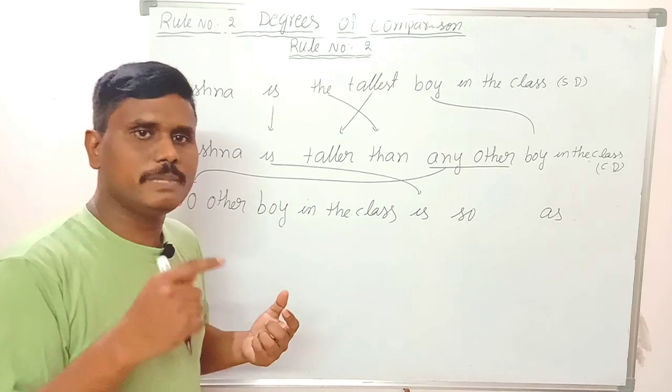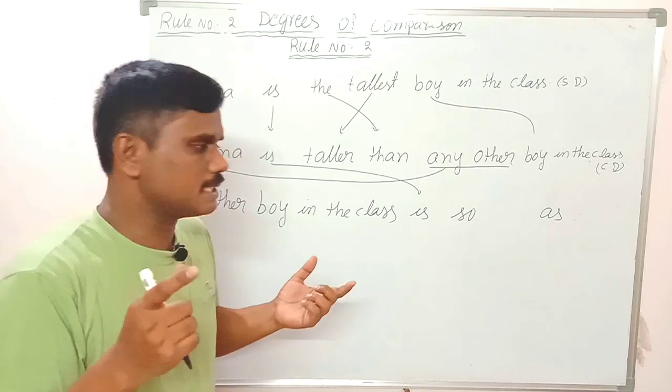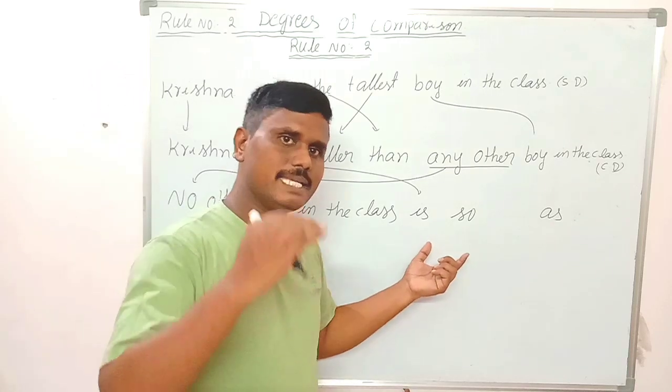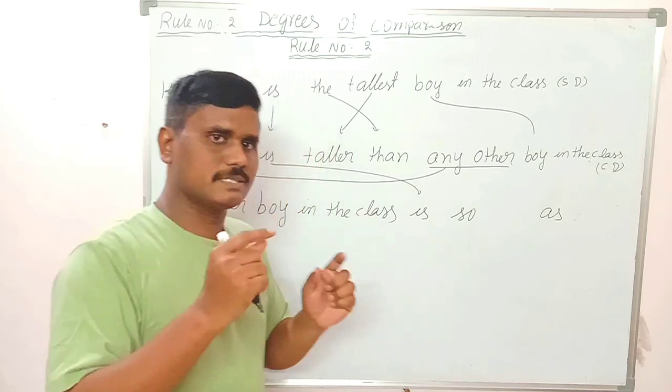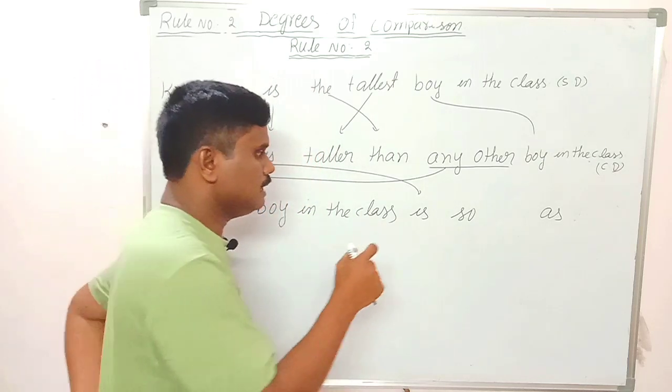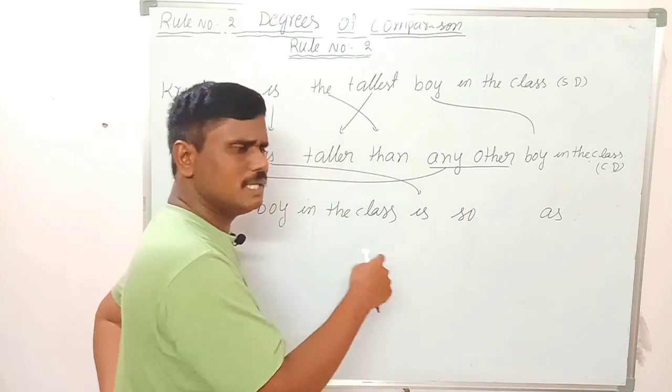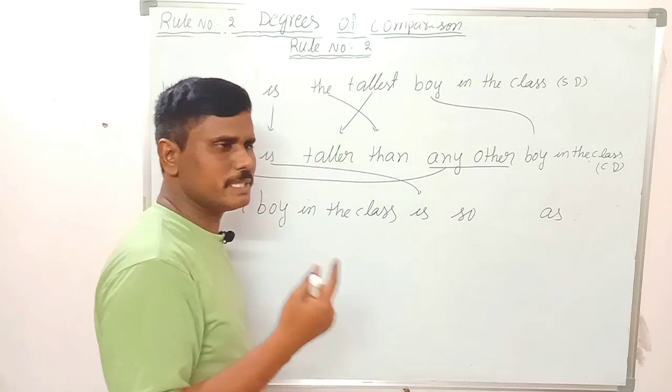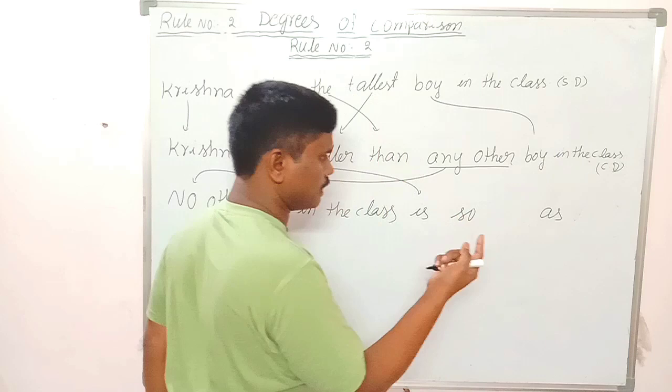But in 10th class and intermediate, it is not at all a matter. Mostly you will be awarded the mark, so it is not at all a problem. But in higher level competitive examinations, it is very, very important. That's why in the negative we use so as. Otherwise, if you think you will be confused, you can use as also, no problem.